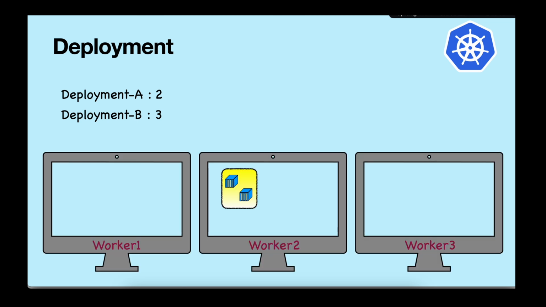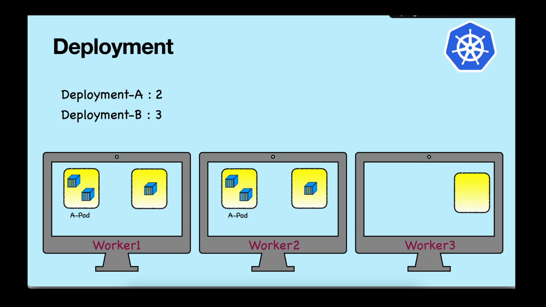Now let's see how the pods are scheduled when a deployment is there. So suppose there's a deployment A with 2 pods or 2 replicas, and there's deployment B with 3 replicas. Let's say we have 3 worker nodes. So that's how we can divide the workload amongst the worker nodes, and we have our required state of 2 replicas of deployment A and 3 replicas of deployment B.